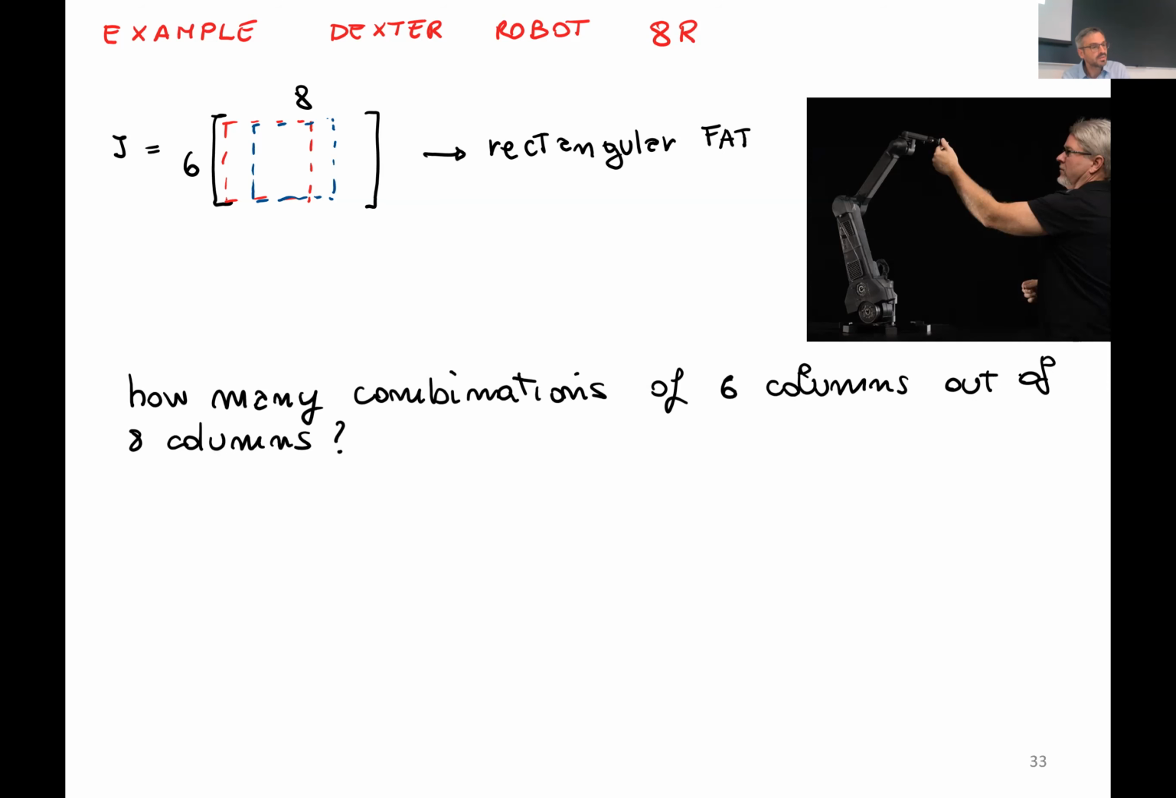How many combinations, how many minors do we need to check to find the singularities? In your opinion, how many determinants do we need to compute? How many combinations of 6 columns out of 8 columns exist? Do you have an idea? You have done some statistics. This should tell you something.